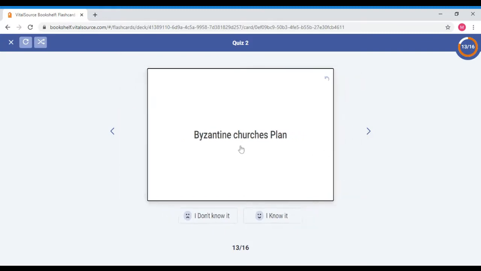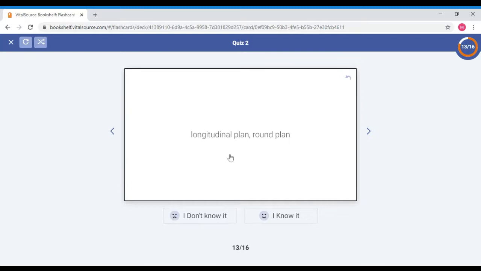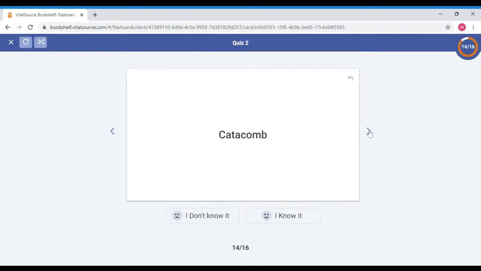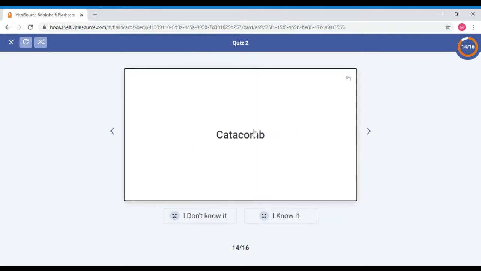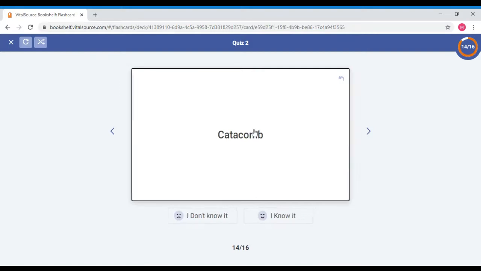So for the Byzantine church plan, you need to understand there are several: the longitudinal axis, which is also called the Latin cross, the Greek cross, and also the round plan, the central plan. So just sort of know the different plans.